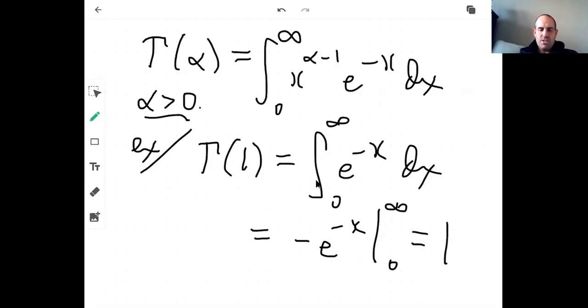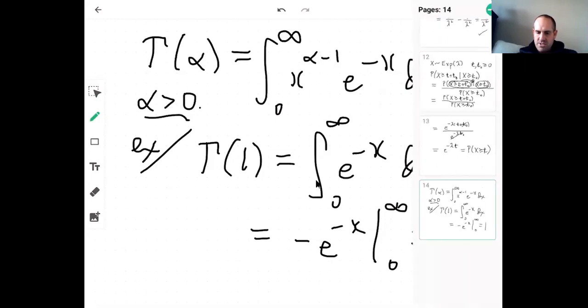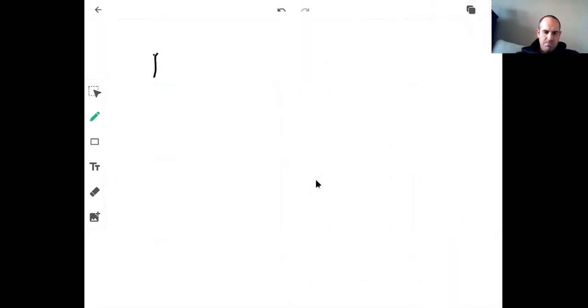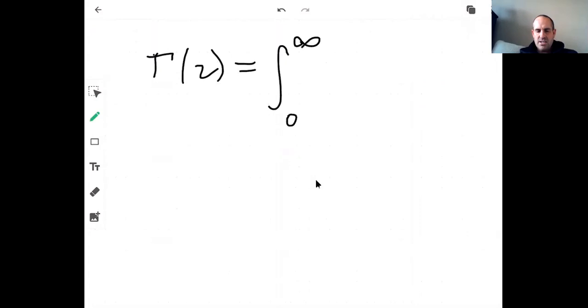Now, what about other values of gamma? Well, let's do another one here. Let's do another page. What about gamma of 2? Well, that's going to be the integral from 0 to infinity of x to the 2 minus 1, which is x to the 1, e to the minus x dx.